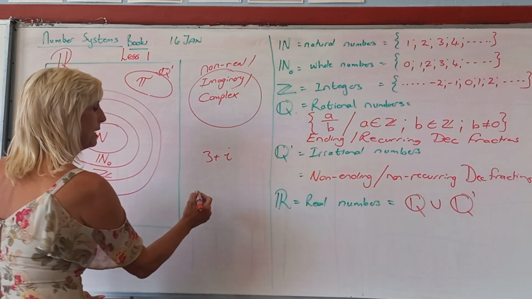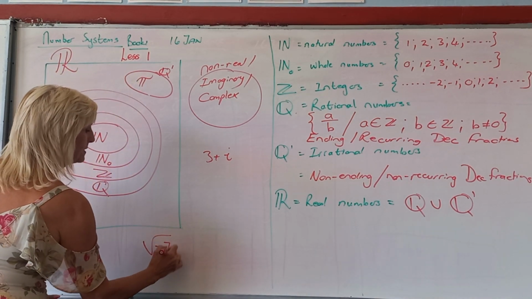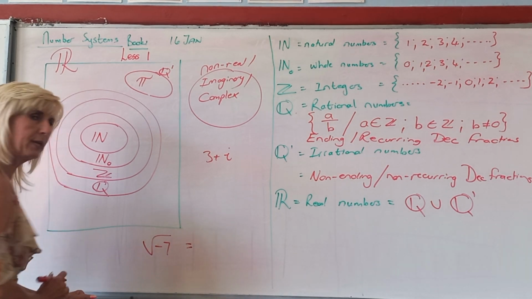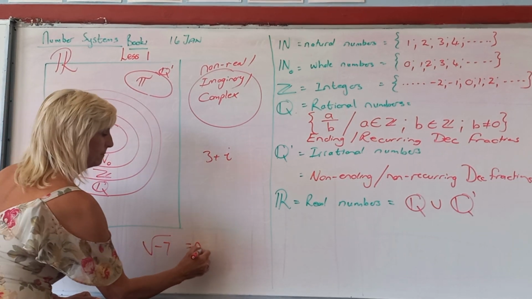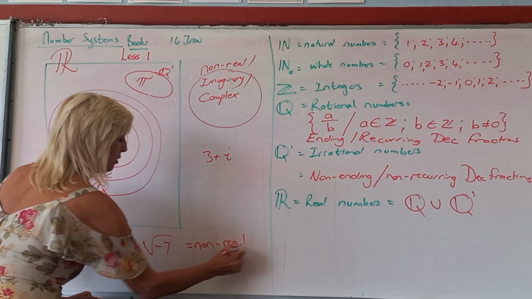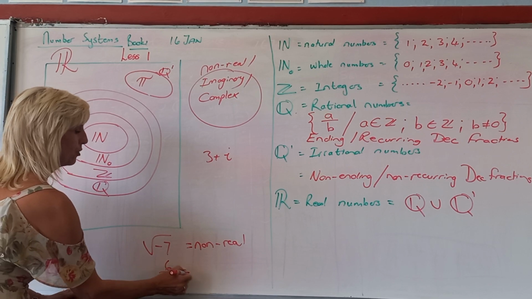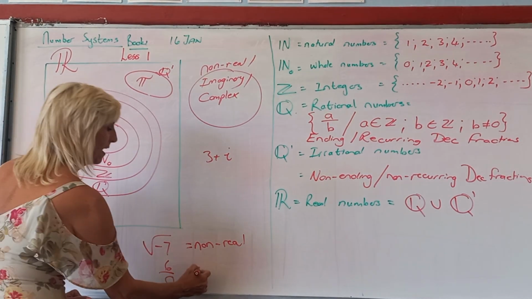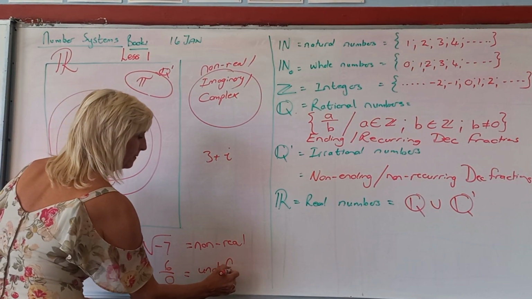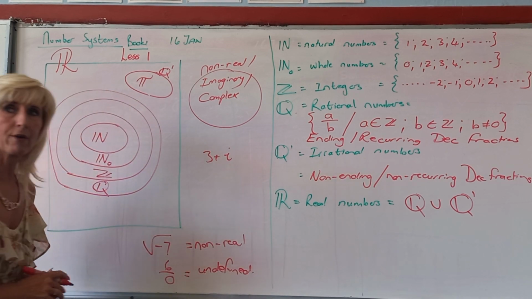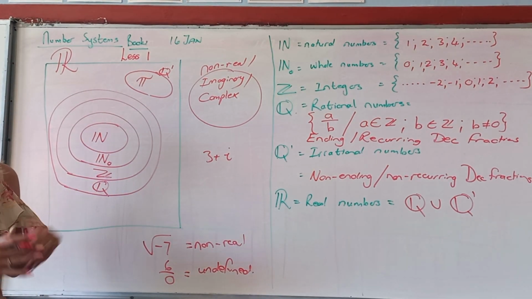So for a number like the square root of -7, your answer would be not real. But for an answer like 6 divided by 0, your answer would be undefined. All right, and that is the number system in a nutshell.